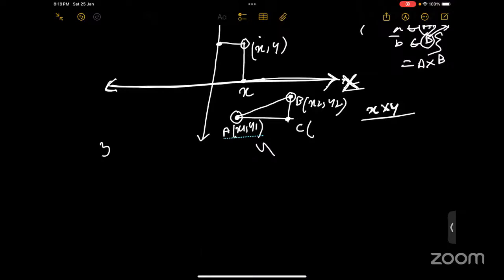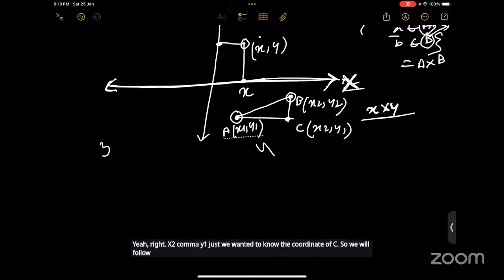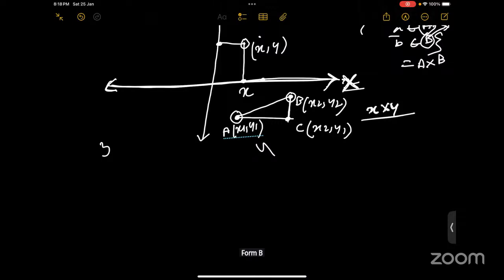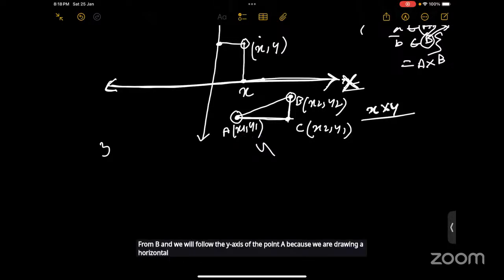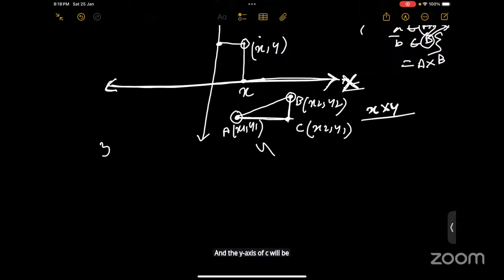X2 comma y1. Just we wanted to know the coordinate of C. So we will follow the x-axis of B, because we are drawing a vertical line from B, and we will follow the y-axis of the point A, because we are drawing a horizontal line from it, right? So the x-axis of C will be similar to the x-axis of B, and the y-axis of C will be similar to the y-axis of A, right?